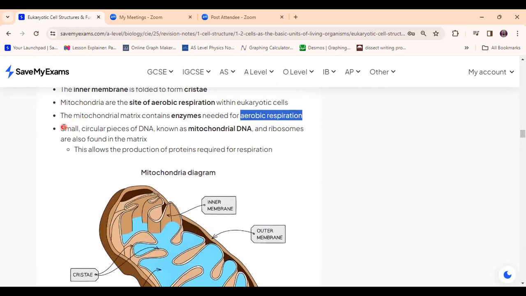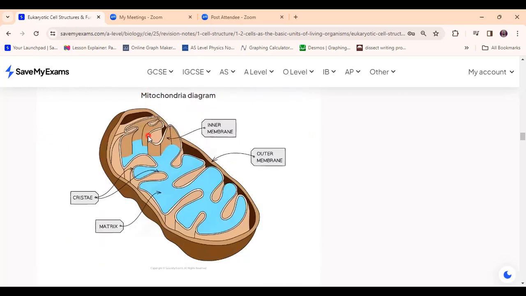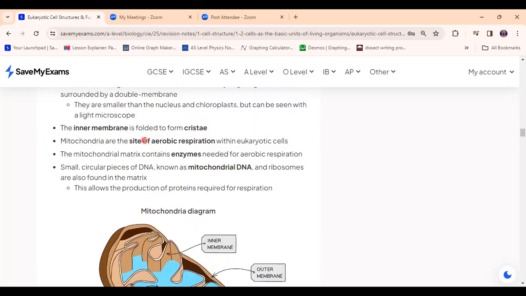Now moving on. The mitochondria actually has its own DNA as well. It has small circular pieces of DNA, which we refer to as the mitochondrial DNA. And ribosomes are also found in the matrix. By the way, we've got two types of ribosomes: 70S and 80S.